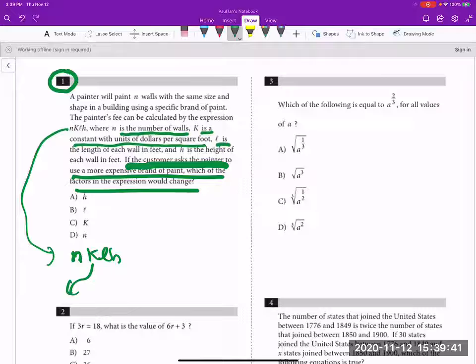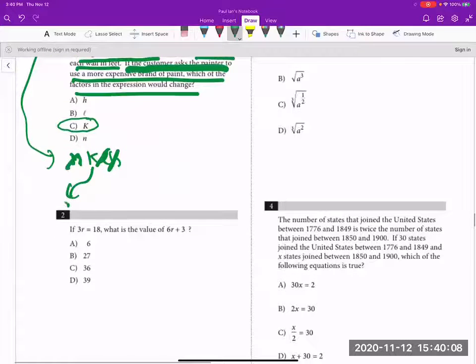And then the next one is L, the length of each wall in feet. Kind of similar to the number of walls. It's not going to change. And H is the height. So another dimension one. It's not going to change depending on what type of paint. So that leaves us with K, right? Mm-hmm. Yeah. So something like this is not really math. It's more like, depending on what it's asking, can you interpret it? So yeah. So number 2.